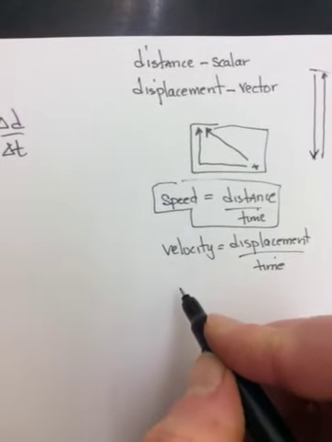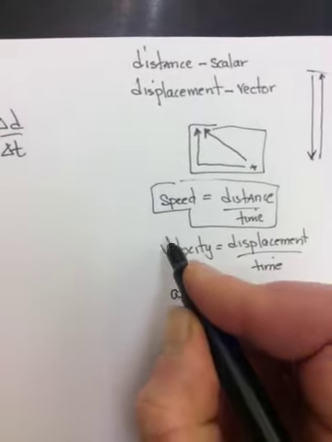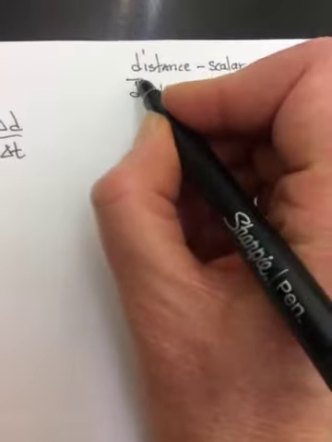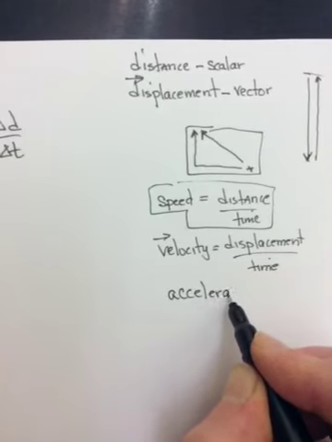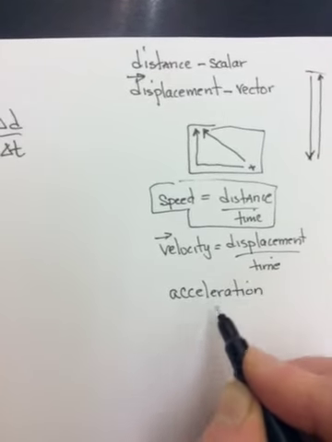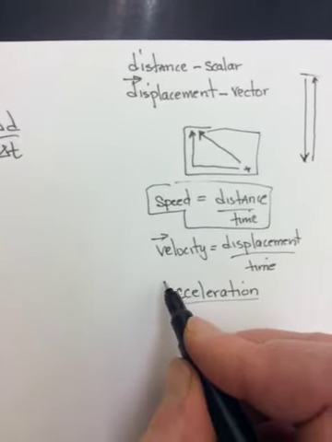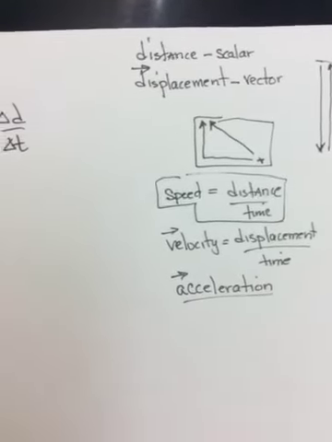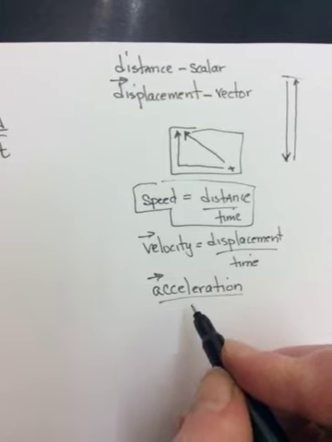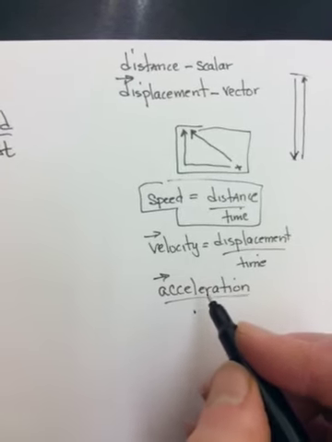Okay, and then the third one. So velocity is the vector, displacement is the vector. And then the third one was, if you remember, acceleration. How quickly your velocity changes with time. Acceleration is also a vector. How quickly your velocity changes with time. All right, and that's the third equation.